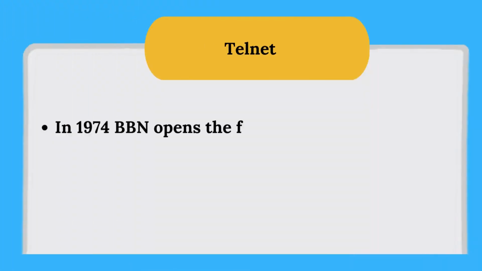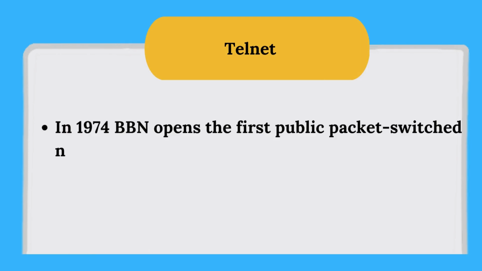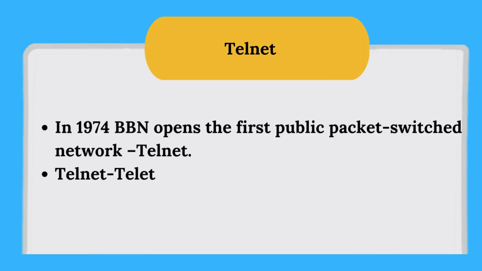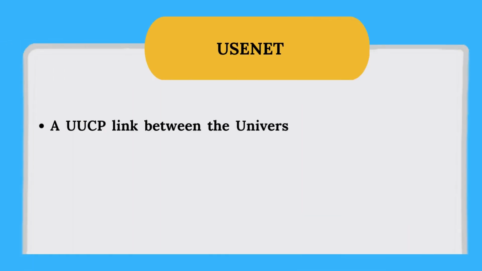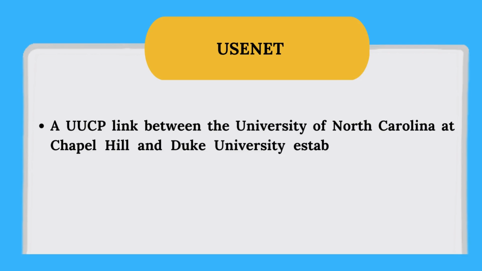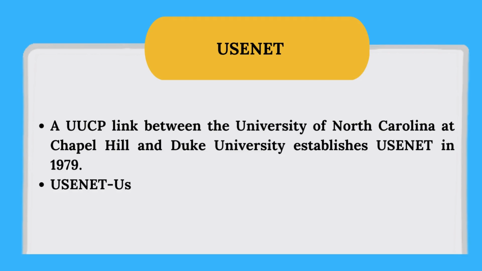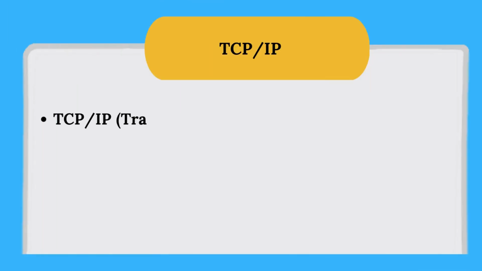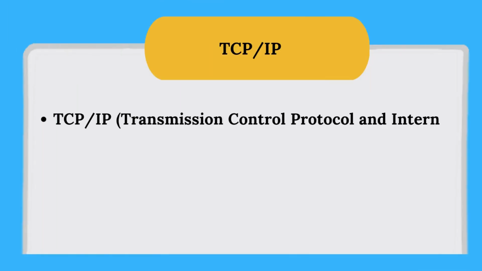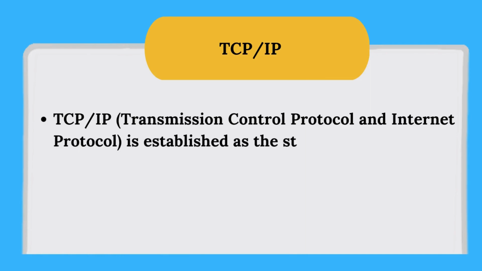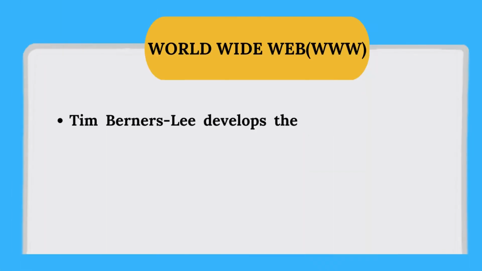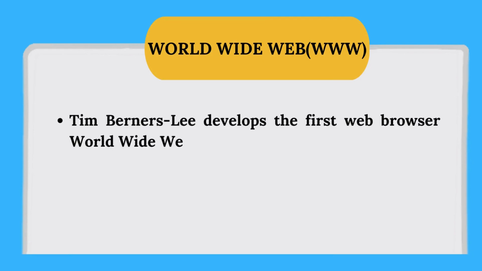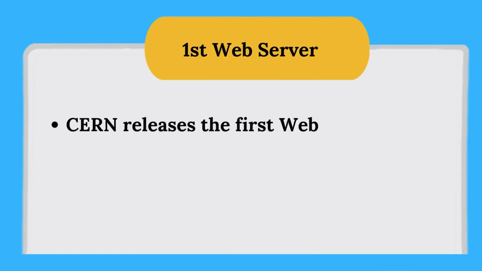In 1974, BBN opens the first public packet switch network, Telenet. And the full form of Telnet is Teletype Network Protocol. A UUCP link between the University of North Carolina at Chapel Hill and Duke University establishes Usenet in 1979. Usenet is an acronym of Users Network. Transmission Control Protocol and Internet Protocol is established as the standard for ARPANET in 1982. Tim Berners-Lee develops the first web browser, World Wide Web. And CERN releases the first web server in 1991.